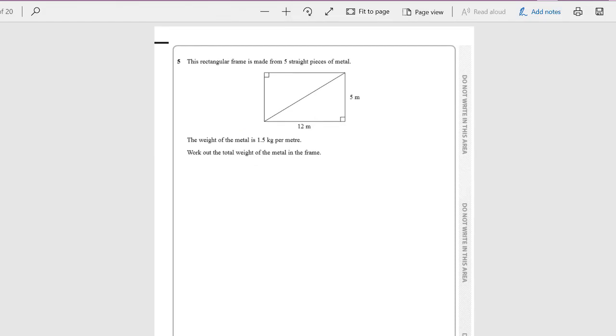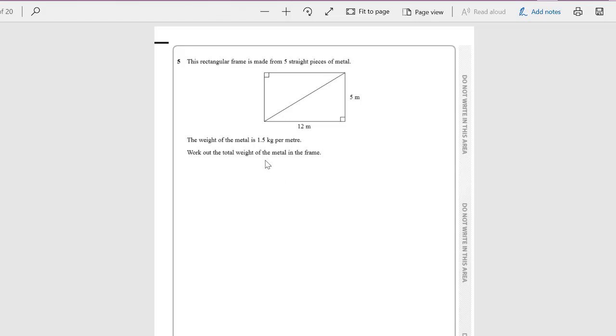Question 5. Just going to change my color. The rectangle frame is made from 5 straight pieces of metal. The weight of the metal is 1.5 kilograms per meter. Work out the total weight of the metal frame.